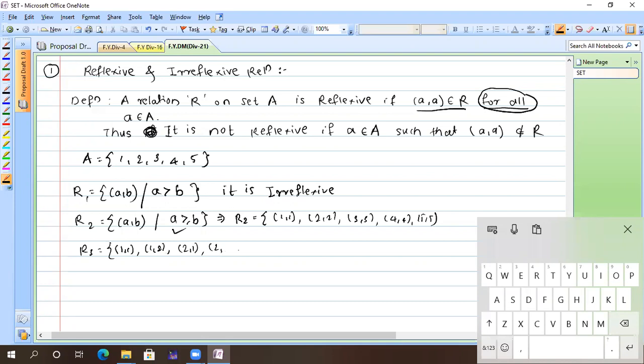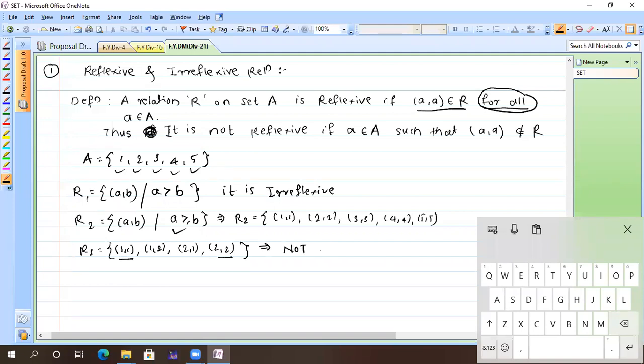Suppose R3 contains these many elements. Is my R3 reflexive? No. Why? Because it does not contain (3, 3), (4, 4). Correct, absolutely correct. Even if it contains (1, 1) and (2, 2), that doesn't matter. What we want is all the elements, so (1, 1), (2, 2), (3, 3), (4, 4), (5, 5) should be there. So it is not reflexive.